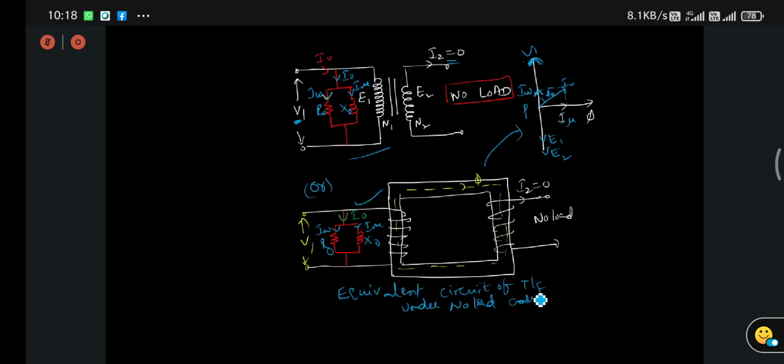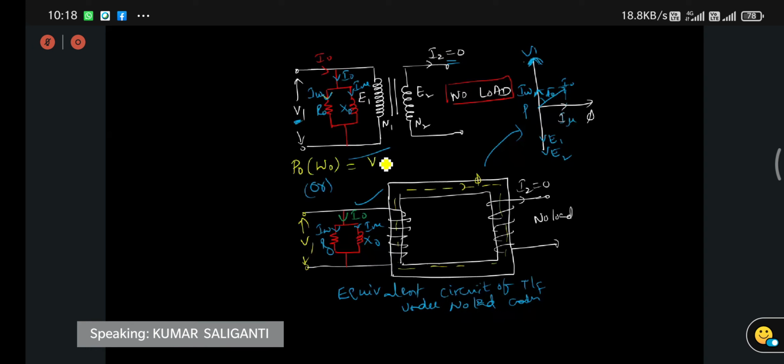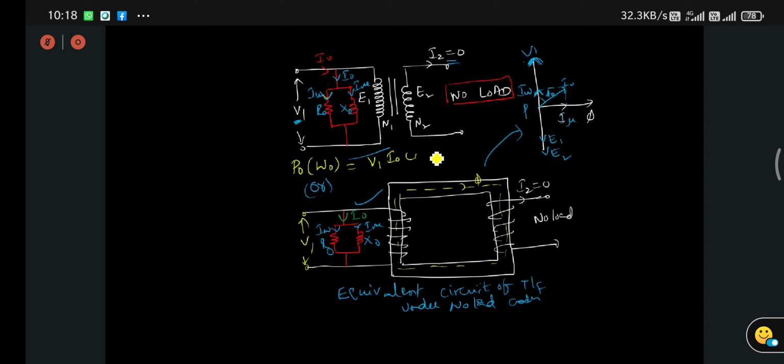So dear students, have you understood this concept? This is the equivalent circuit of the transformer under no load condition. The no load input power, P naught, or W naught in some books, is equal to V1 I naught cos phi naught. Dear students, are you following or not? Please try to give a response.